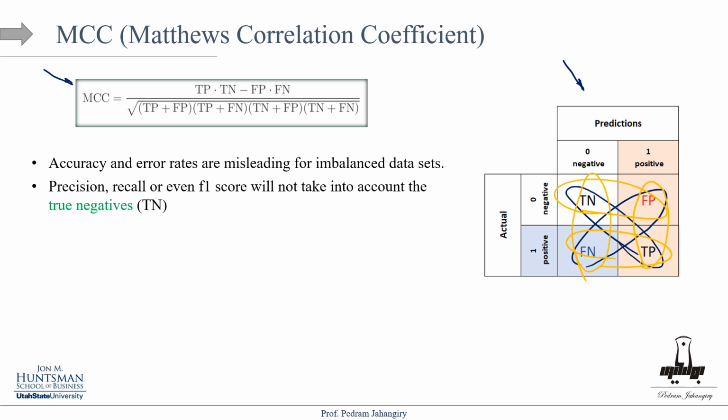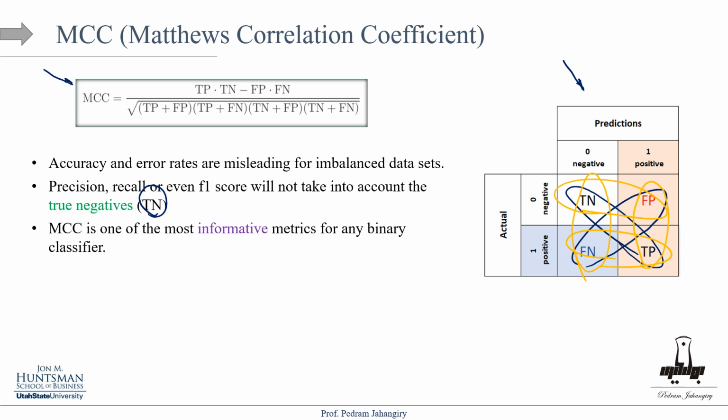On the other hand, precision, recall, or even F1 score will not take into account the true negatives, the TNs. These are the numbers that we're interested in, right? So for that reason, MCC is maybe our best performance metric because it handles imbalanced data very well, and at the same time it takes into account all the numbers on the confusion matrix for 2-class classification, right? That's why MCC is one of the most informative metrics for any binary classifier.